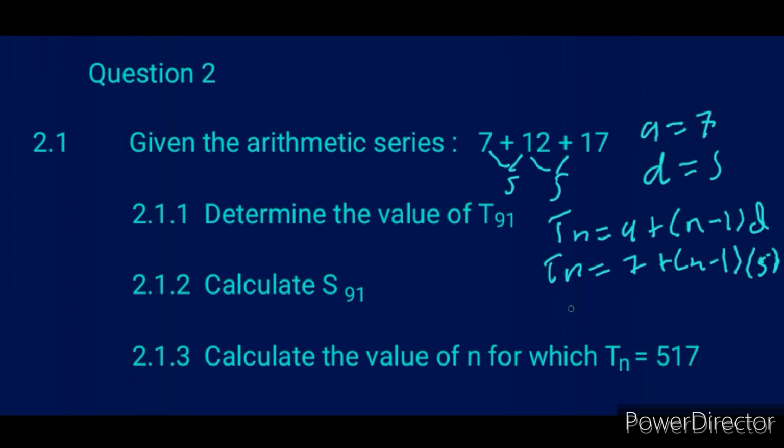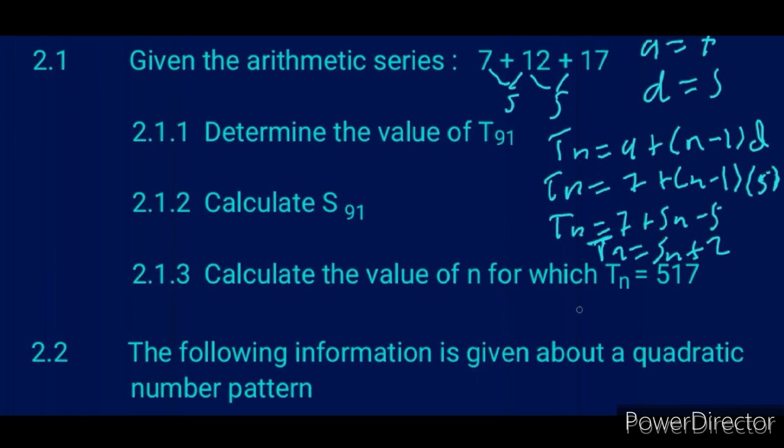Alright, so now we're going to have Tn is equal to 7. I'm just taking a long cut. We could literally get the answer immediately, but for the sake of some students, let me take a long cut. So now this is going to be 5n, and then 7 minus 5. 7 minus 5 is 2. So our formula is Tn is equal to 5n plus 2, just in case that one is not showing nicely.